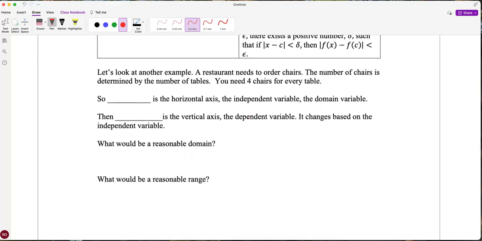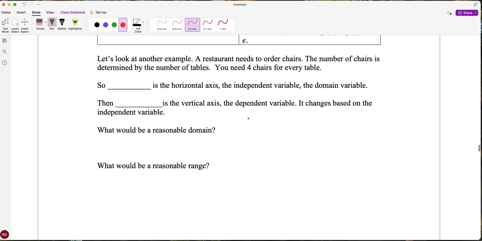Okay, let's look at this. A restaurant needs to order chairs. The number of chairs is determined by the number of tables. So which of these things depends on the other thing? Yeah, the way it's read, the number of chairs depends on the number of tables.